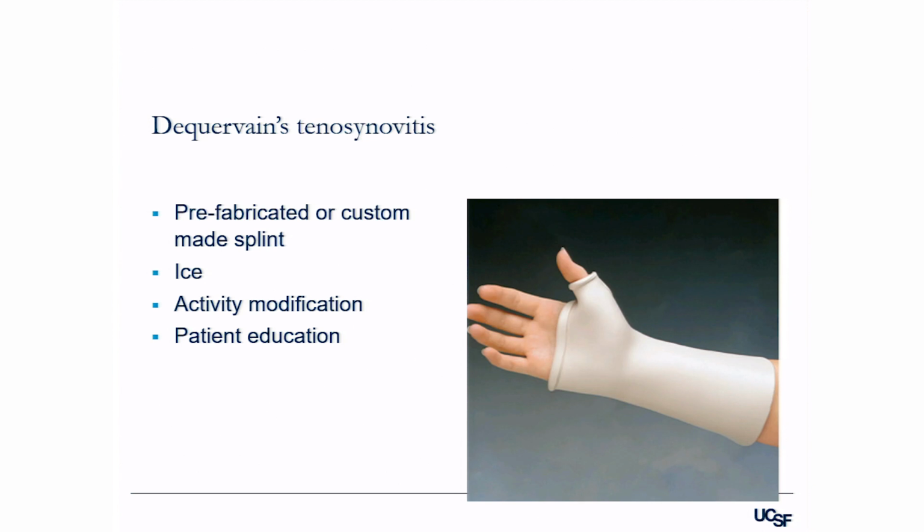And so treatment is, most of the time, non-operative. Occasionally, we end up operating on this. You can put them in a thumb spica splint. You can get them off the counter. You can buy them through Amazon. You can have a therapist make it. You can get them from orthotics, ice, activity modification. So therapy actually hasn't really shown to be beneficial for de Quervain's.